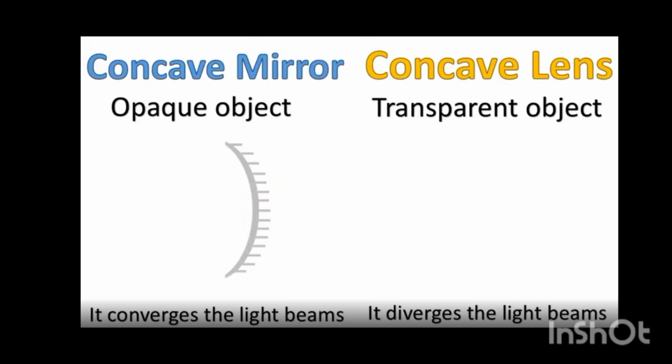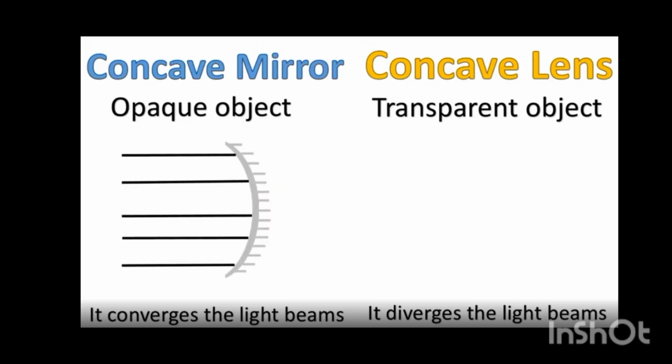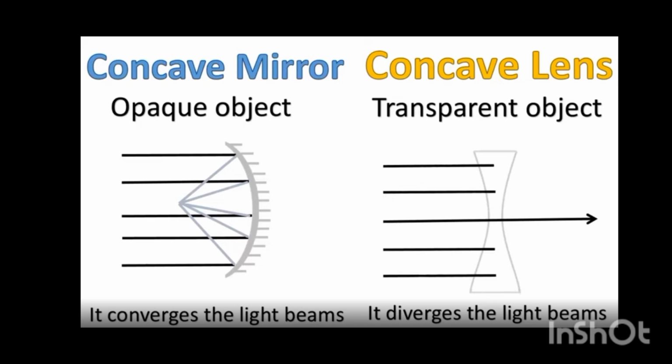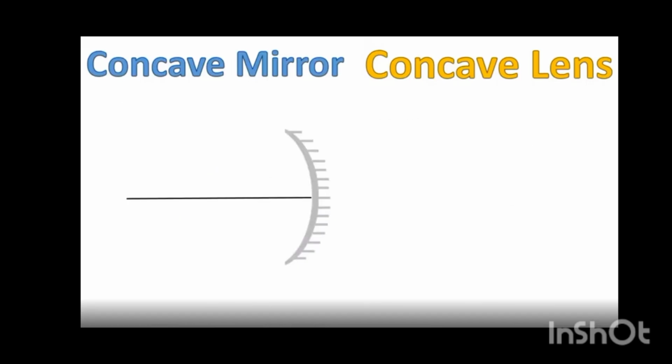When an object is kept in front of a concave mirror at a distance, the beam of light reflects back on the same side and forms a real and inverted image. But when light beams fall on one side of a concave lens, it diverges the beam on the other side but does not focus the beams, instead makes them apart.